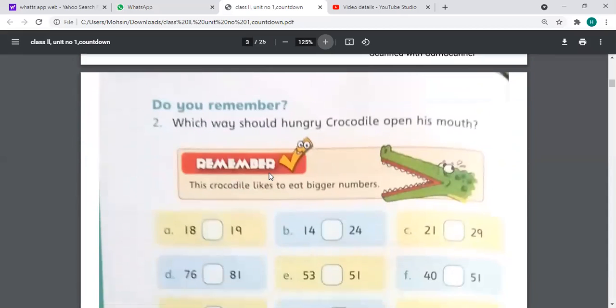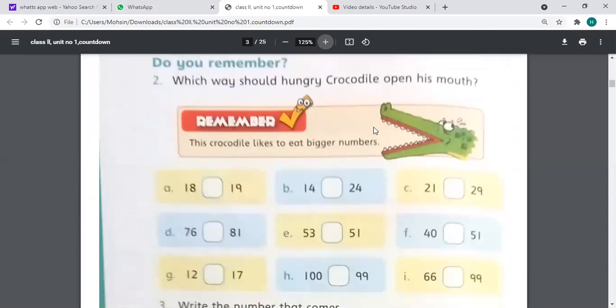Now go to page number 2. On page number 2, what we have to do, they are saying, do you remember which way the hungry crocodile should open his mouth? You remember that we did these things in the previous class. They are saying how you are going to help the crocodile fill his empty belly. Now in part A, 18, and here you can see an empty box, and on the other side you can see they write 19.